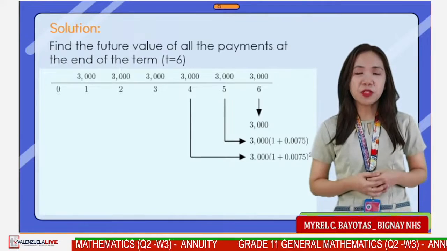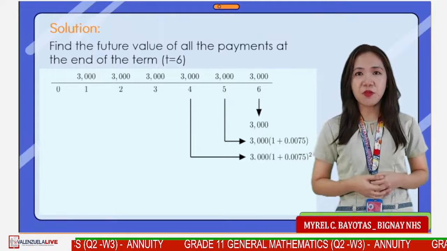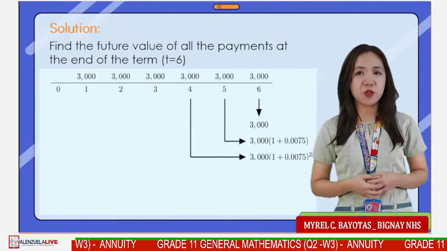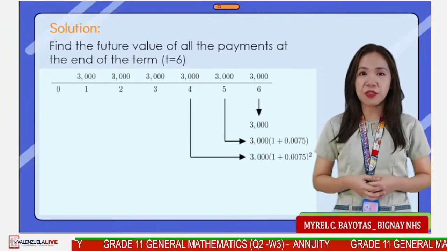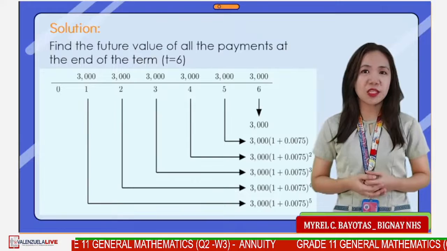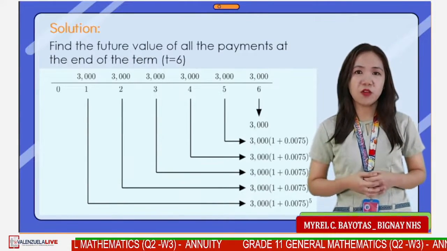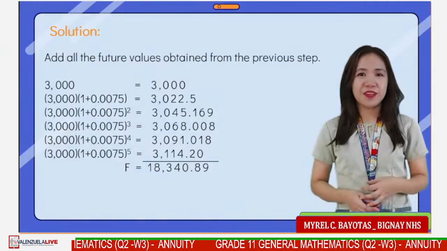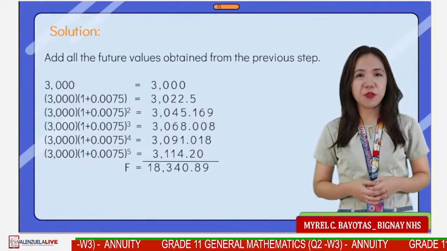After that, put 3,000 pesos times the quantity of 1 plus 0.0075 squared. Again, that is because we follow the rule of compound interest. Looking at the illustration, notice that the exponent increases up to 5, which is placed at 1, or the first month. Step 3. Add all the future values obtained from the previous step.